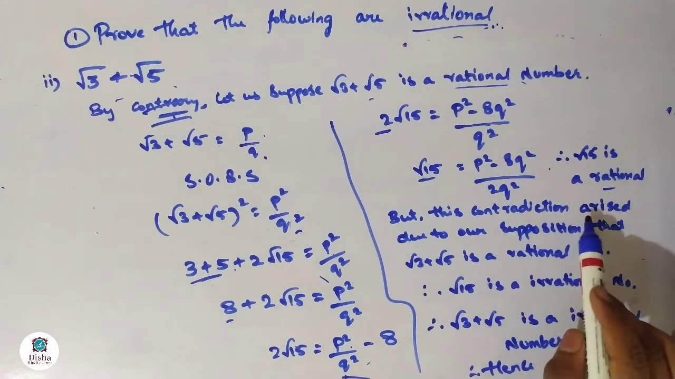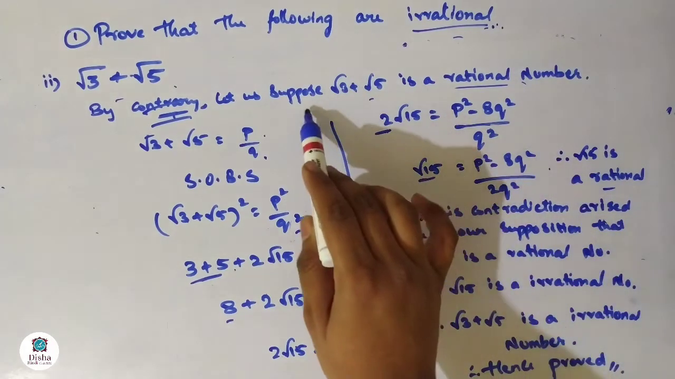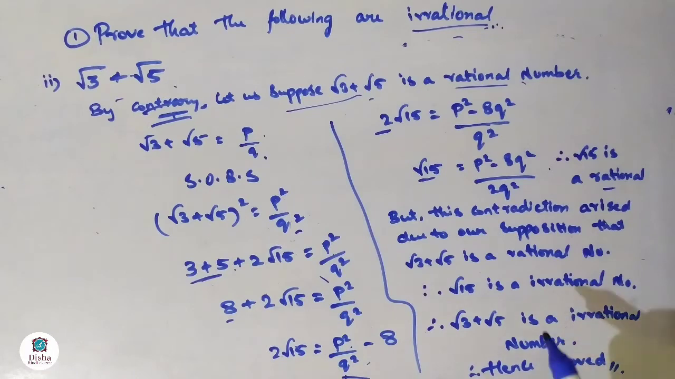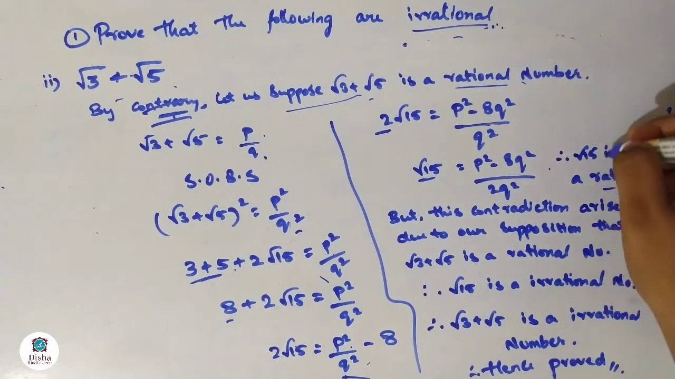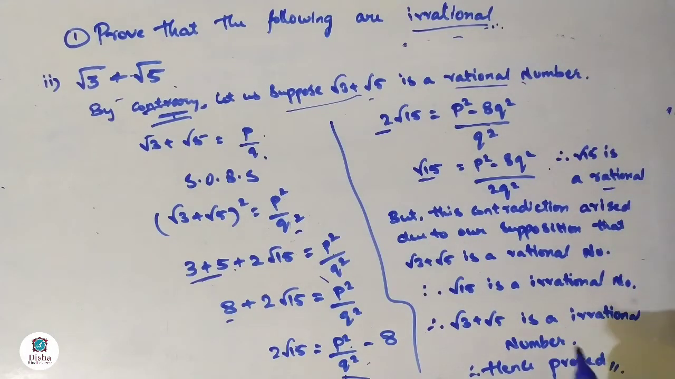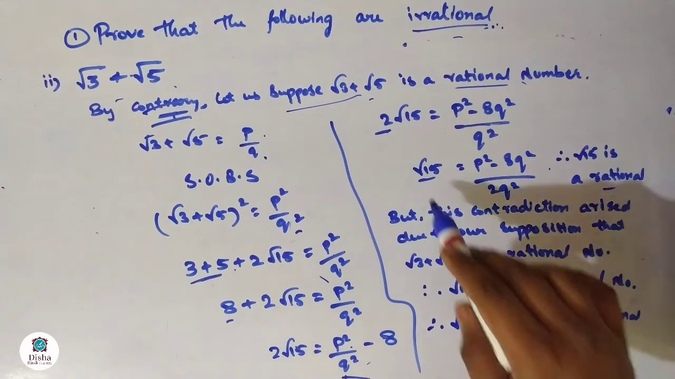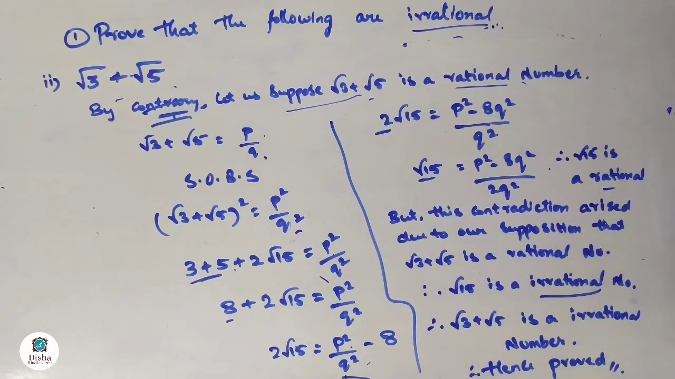So this contradiction arose due to our supposition. We have supposed that it is a rational number. That's why we got root 15 as a rational number, but it is an irrational number. So we have to reject the result. Then we can say that root 15 is an irrational number. By that, root 3 plus root 5 will also become an irrational number. So hence proved.